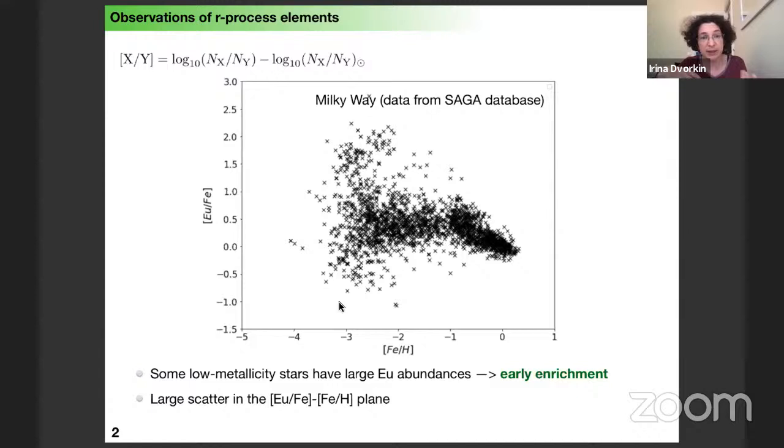So that already tells us that europium is produced in a different process than iron. So that means in a different process than supernovae. At these low metallicities, the iron is produced by core collapse supernovae. And one of the early assumptions was that europium or r-process elements are produced also in supernova explosions, but actually it cannot be the case because then they would be tightly correlated, which is not what we see here.